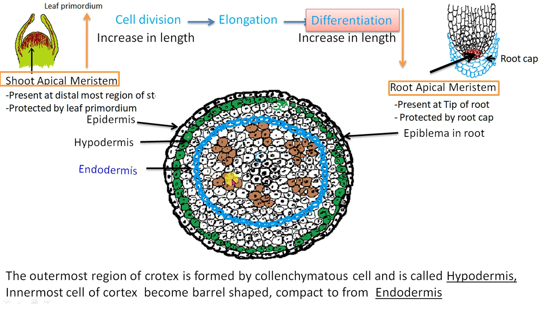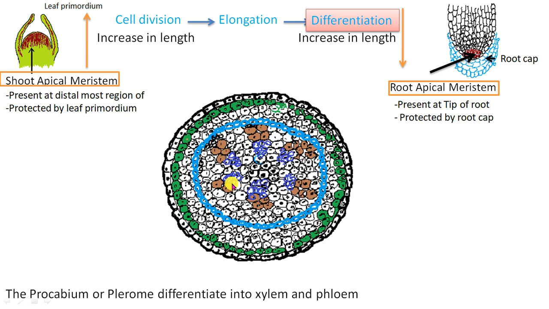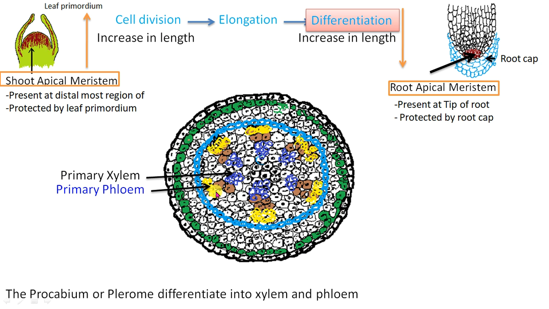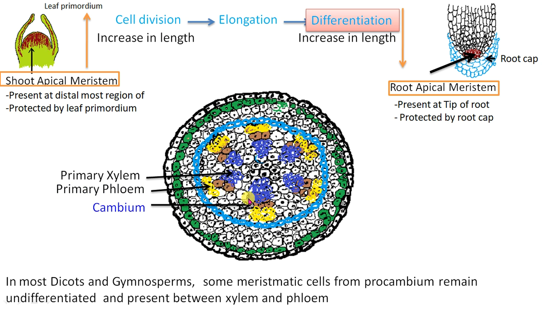Now, this one is called procambium, which differentiates into vascular tissue. They cut off cells toward the inner side to form the primary xylem, and on the outside they form the primary phloem. While some of the cells remain in the dividing stage, they are called cambium. So in most dicots and gymnosperms, the meristematic cells of the procambium remain undifferentiated and are present between the xylem and phloem. That is, it is not completely differentiated into primary xylem and primary phloem. Some remain in between, and they are called cambium.